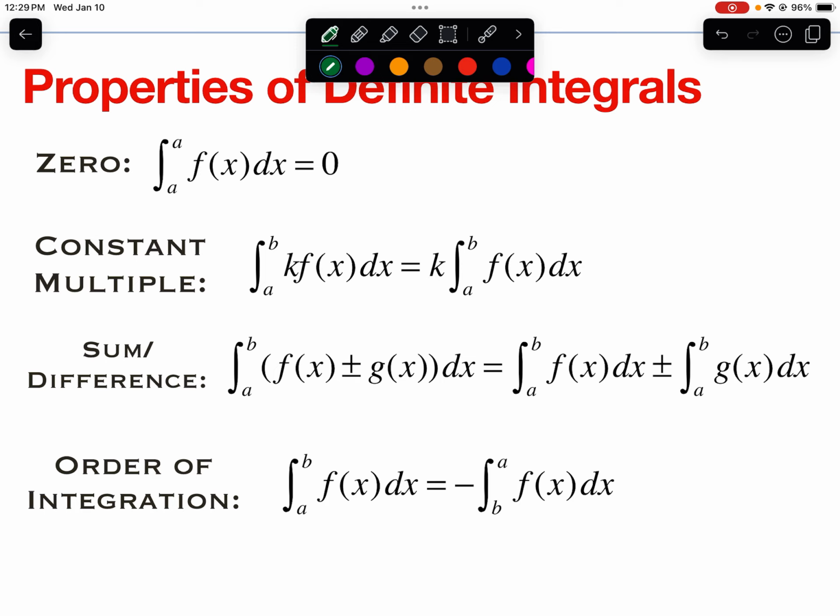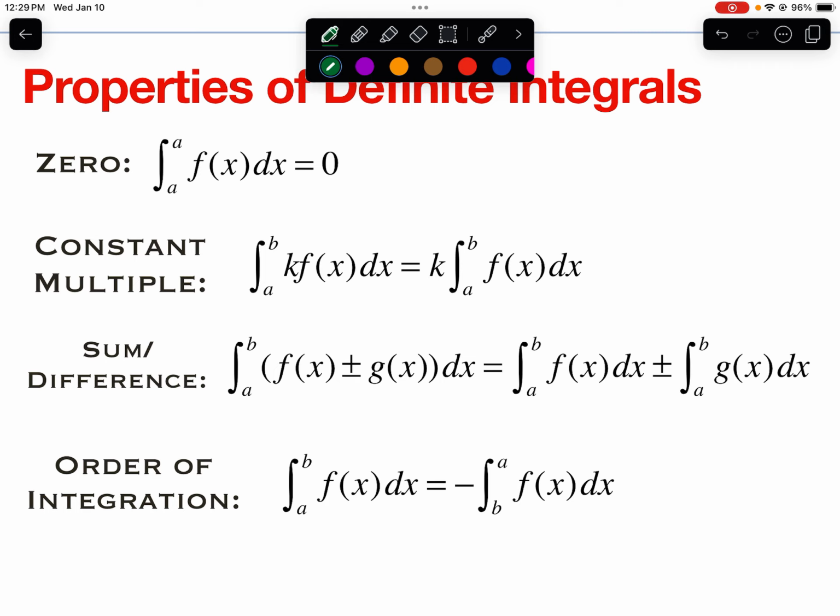Starting with the zero property for definite integrals, if we integrate from a to a, then we have not accumulated anything, and so the value of such a definite integral would be 0. There's a constant multiple rule for definite integrals, just like there was a constant multiple rule for derivatives. Bring that constant out in front. If you have the definite integral of a sum or difference of functions, you can split that into the sum of the definite integrals or the difference of the individual definite integrals.